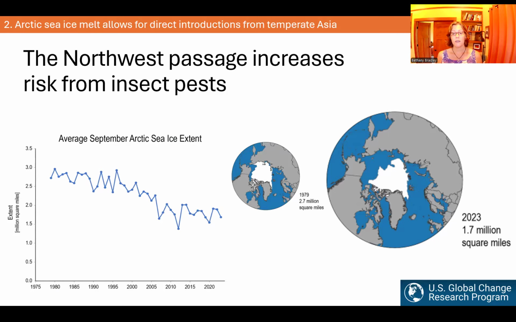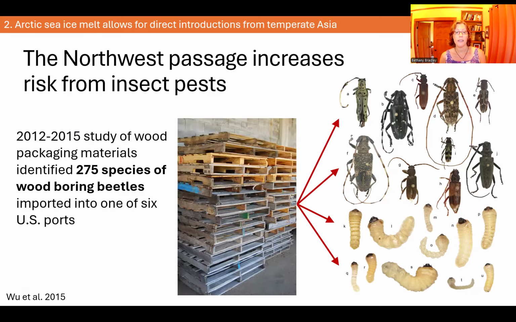And so we're relatively protected because a lot of those insect pests are going to die before they make it here. With the opening of the Northwest Passage, the introductions can be much more direct. So you can take an introduction straight from temperate East Asia, and it's going directly into a port of New York or New Jersey, for example. Much higher risk of that direct import for our Northeast forests. And there are a lot of pests stowing away on our imports.